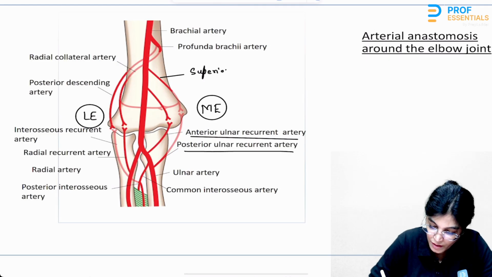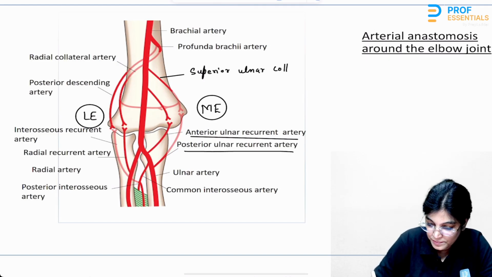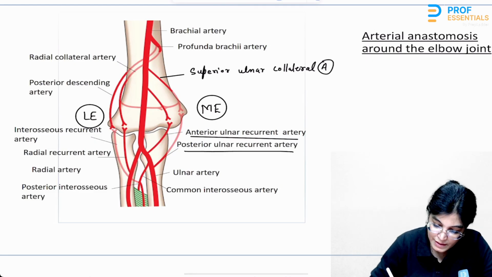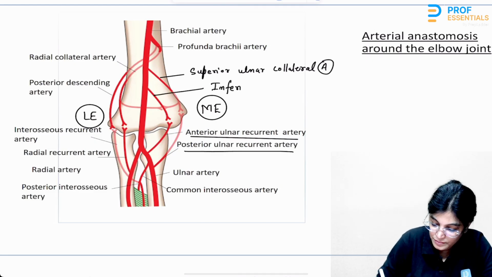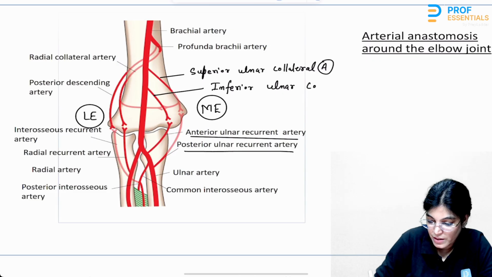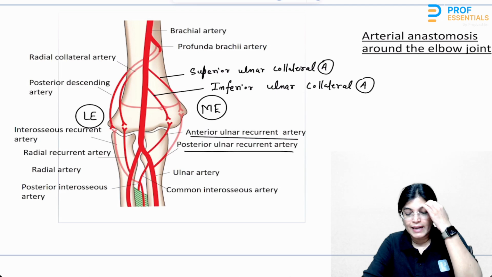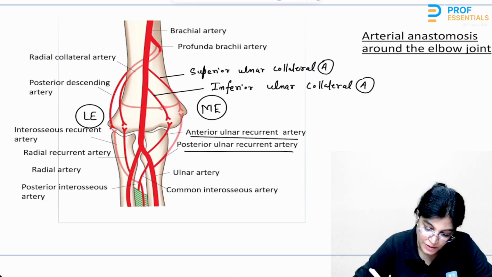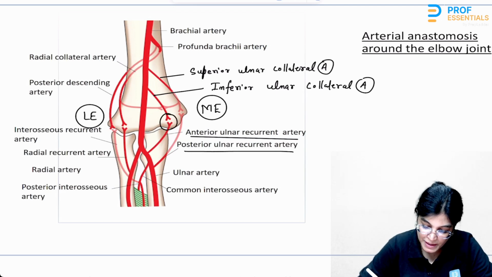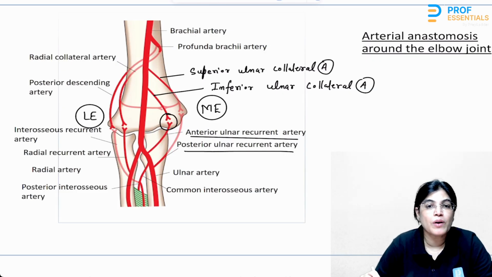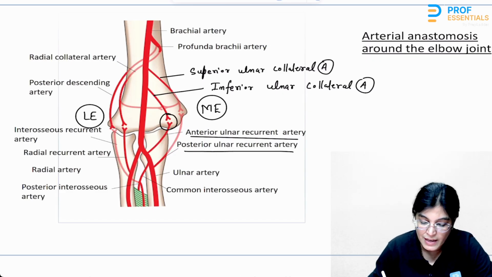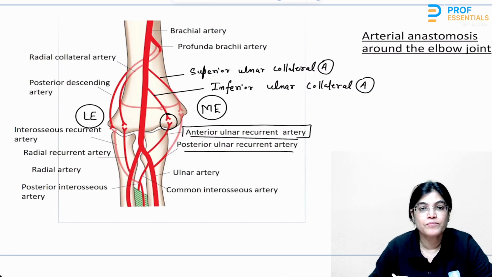superior ulnar collateral artery and this artery is inferior ulnar collateral artery. Okay, so you can understand like this, this is in front of the medial epicondyle. These two arteries are forming anastomosis. What is it? That is a branch from the inferior ulnar collateral artery. So actually the inferior ulnar collateral artery along with a branch from the superior ulnar collateral artery will anastomose with that of the anterior ulnar recurrent artery. Okay, got it?